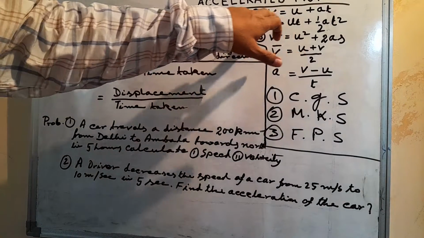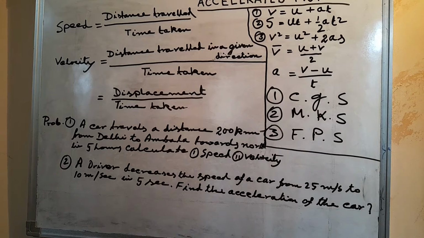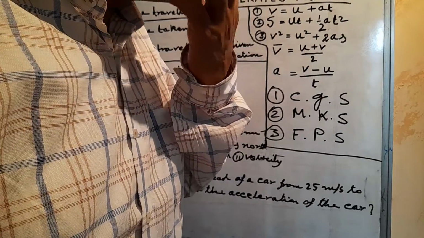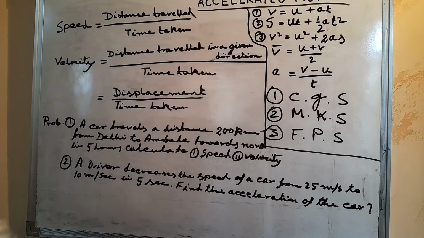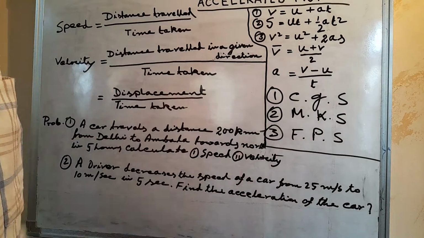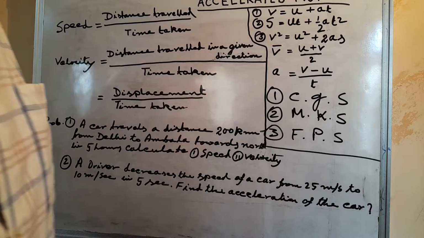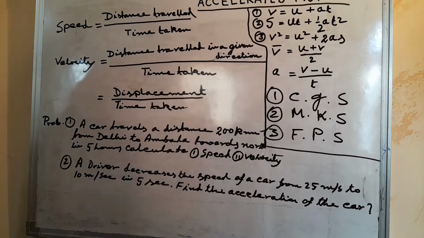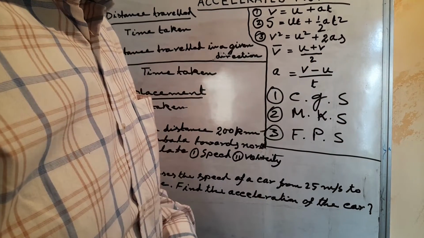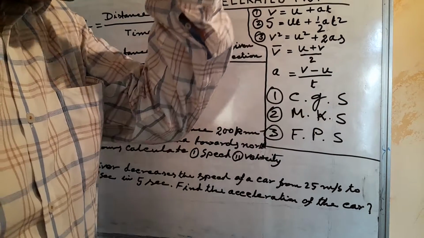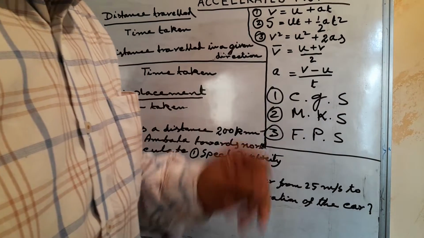One is v equal to u plus at, another is s equal to ut plus half of at square, and the third is v square equal to u square plus twice as. Then v bar equal to u plus v by 2, where v bar means average velocity, and a equal to v minus u by t, which is the acceleration, or the change of velocity per unit time t.